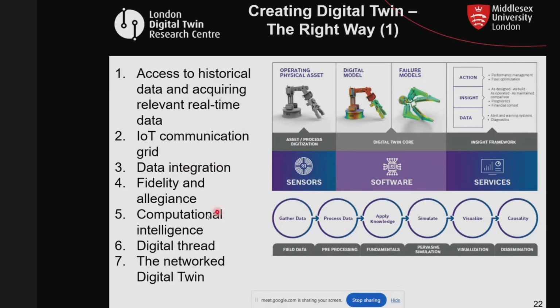Data integration and fidelity and allegiance. How do I know that the data that I collect is 100% true? And based on the models that I choose, my fidelity of the digital twin is close to 100%. Okay. So gather data, process, apply the knowledge, simulate, visualize, and causality. So at that point, I am able to predict all these.